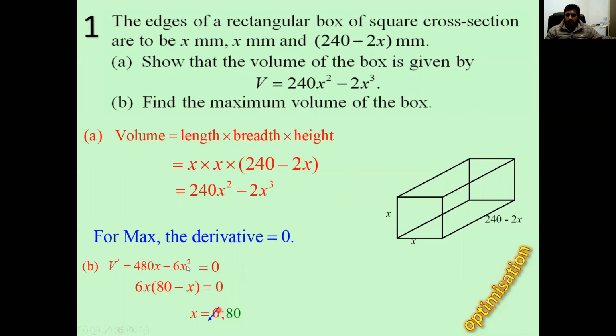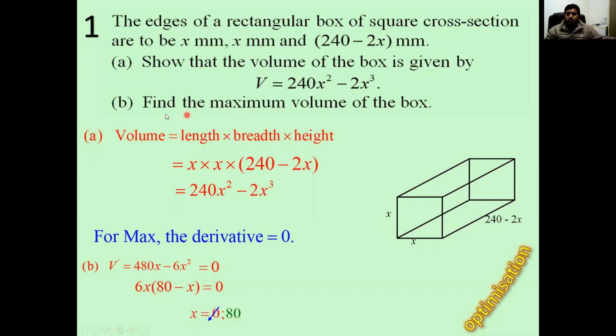Now we have two answers because it is a quadratic, 0 and 80. But looking at our box, we would have a box with a dimension of 0. So 80 would give us our maximum. So we're going to accept 80 as our answer.